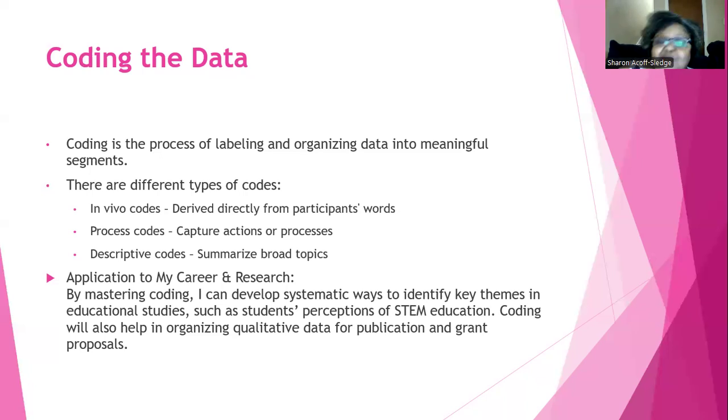By mastering coding, which I know I'm really going to have to do, I can develop systematic ways to identify key things in educational studies. Like I want to look at retention and what's the problem with retention. I still haven't refined how I want to address retention in mathematics, but we could look at things such as students' perception of STEM education. What are students' perceptions of math?